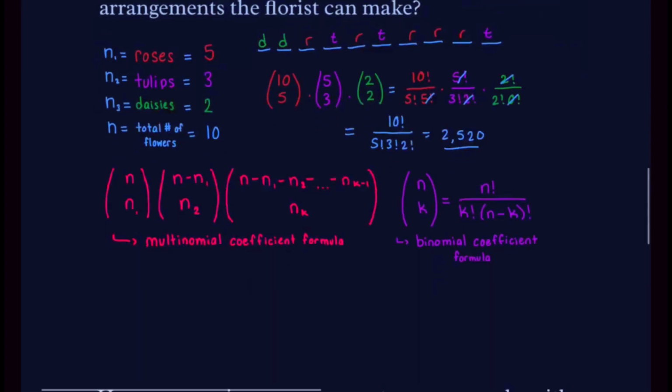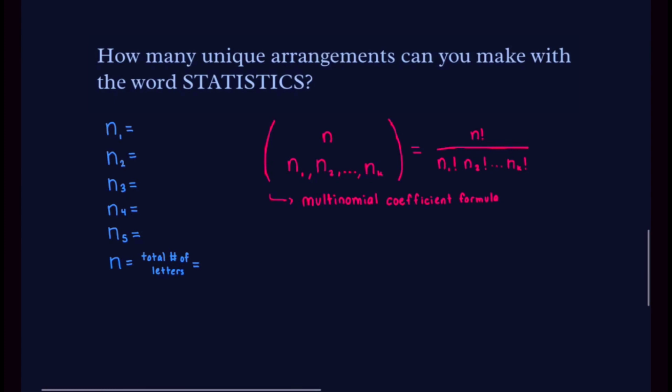Let's do another example. How many unique arrangements can you make with the word statistics? So let's classify our n terms first. N1 will be our s's, and we have 1, 2, 3 of those. N2 will be our t's, and we have 1, 2, 3 of those. N3 will be our a, and we only have 1 a. N4 will be our i's, and we have 2 i's. And N5 will be our c, and we only have 1 c. So if you add them up, our total is 10 letters, which will be our n.